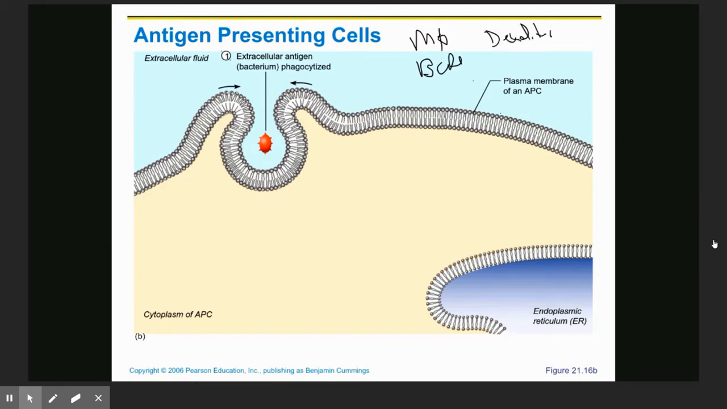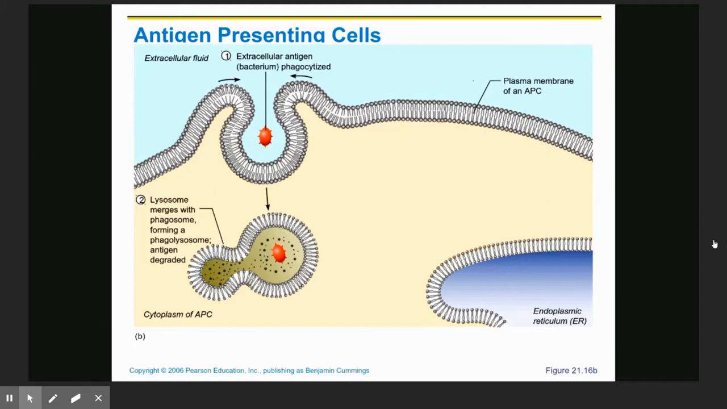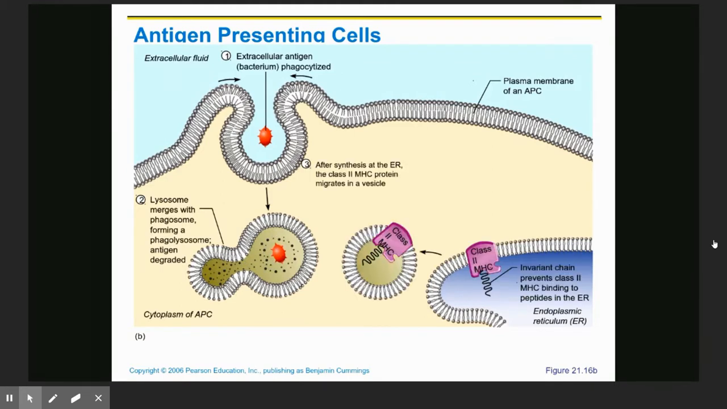But there's the antigen right there. Remember, this is a free antigen. It's floating around. And so they're going to ingest that free antigen. They're going to combine it with the lysosome. The enzymes in here are going to chop this up into little pieces. Some of those pieces are going to be hung on to, and they're going to be processed and then attached to an MHC. Well, this one is an MHC class 2.